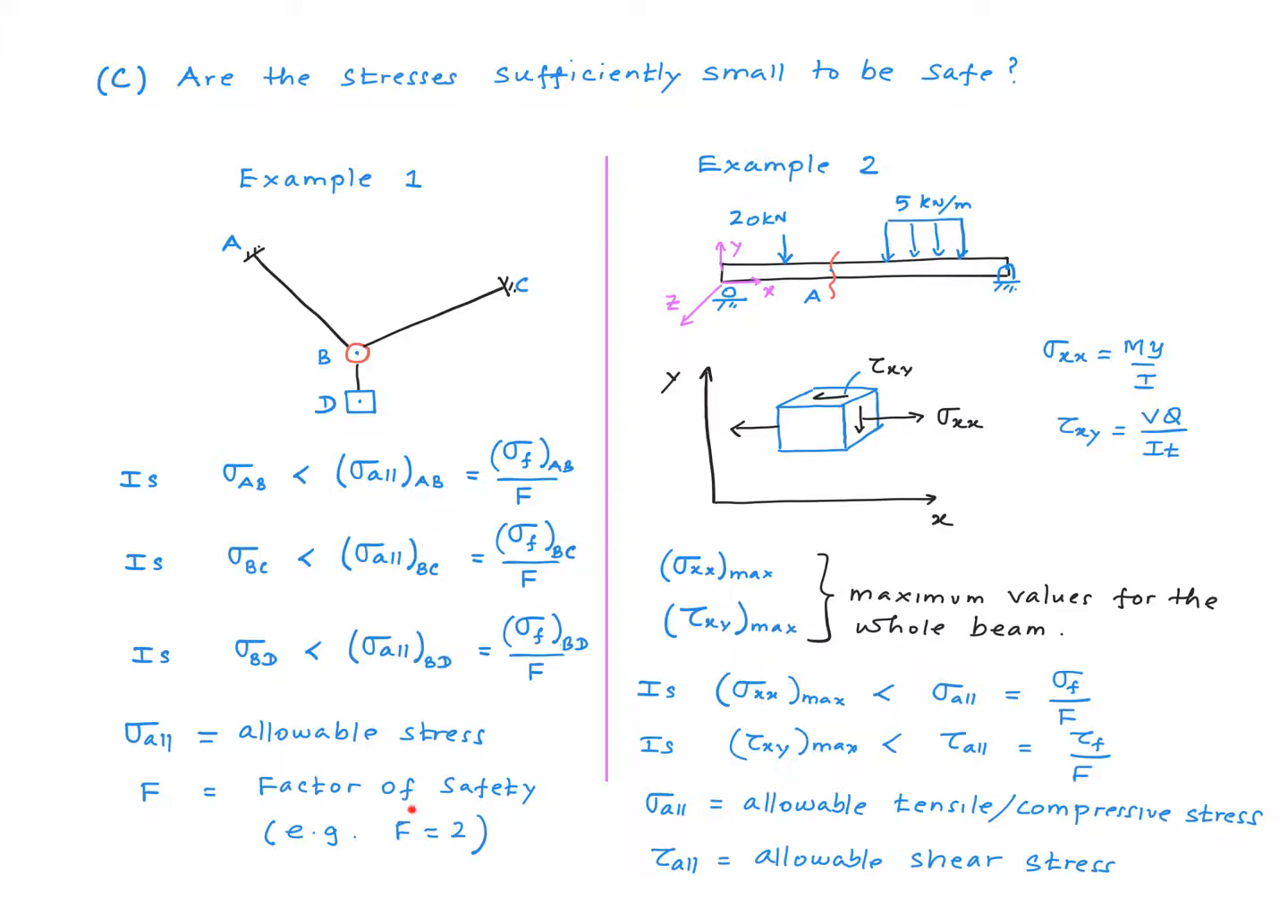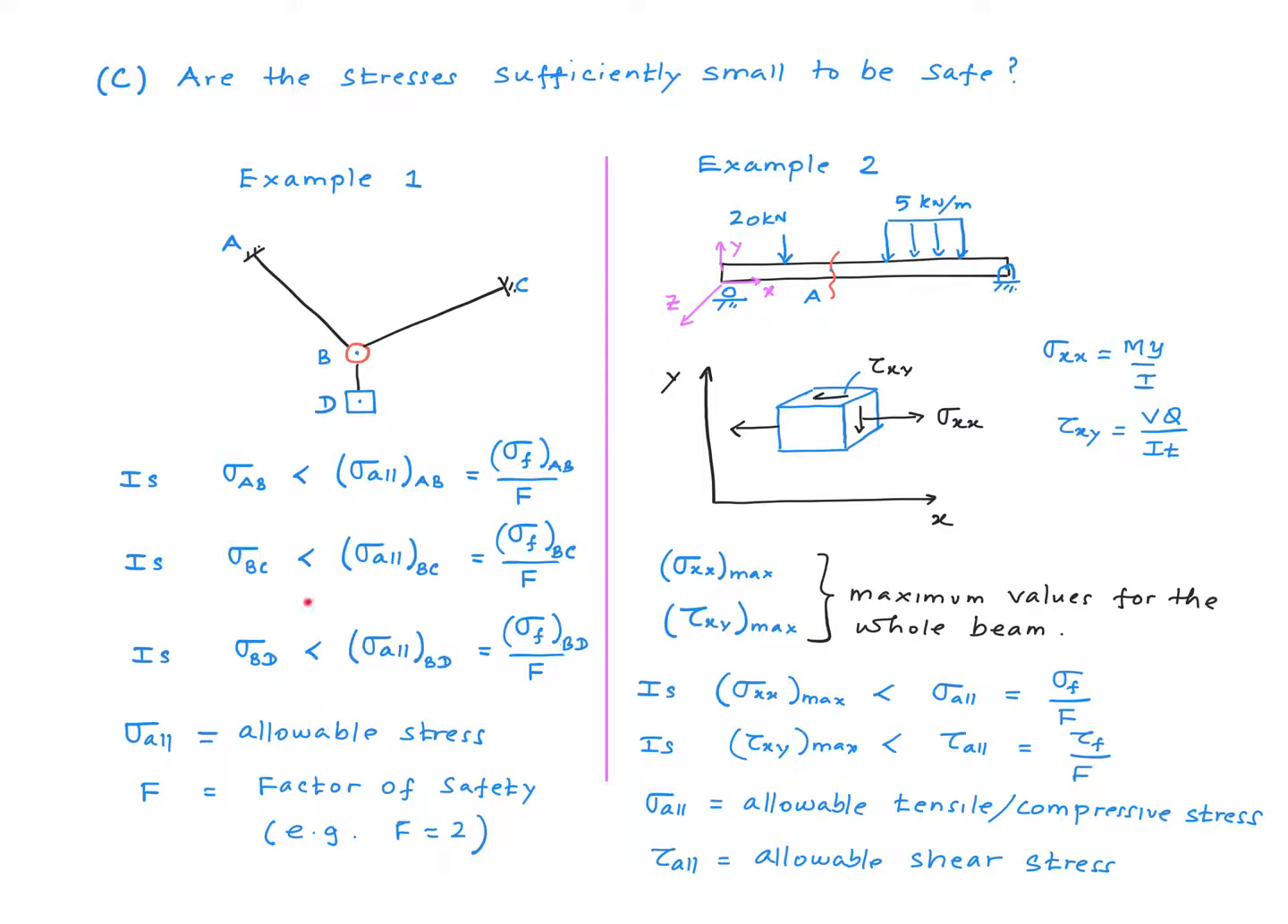So typically, factor of safety might be, let's say, 2, or maybe 1.5, maybe 2.5, something along those lines. Say cable AB is a steel cable, then you will take the failure strength of the steel, divide that by a factor of safety to calculate the allowable stress for steel, right? And similarly, let's say this is just a rope, then you will take the failure strength of the rope, divide that by a factor of safety.